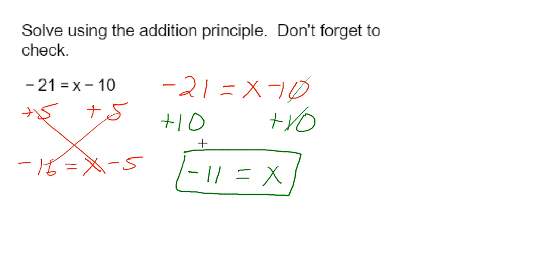The equation's telling me there's only one number that works, and it's -11. And so that would be our solution. That's what we would type in as our answer into the homework. All right, let's take a look at another example.